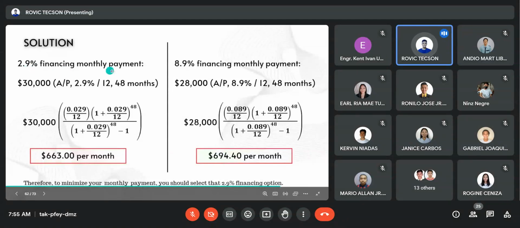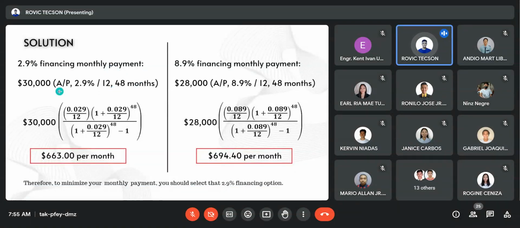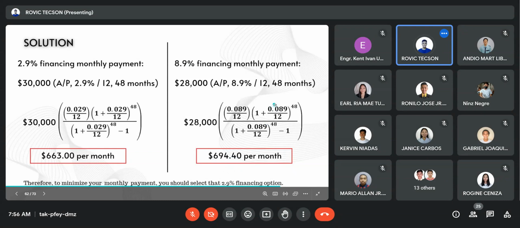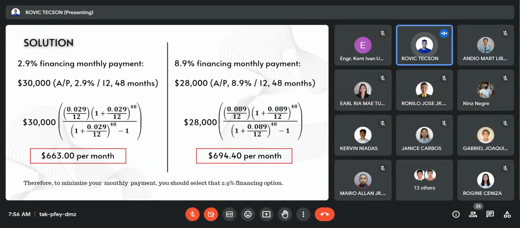For the 2.9% financing monthly payment, if we get the annual worth, we come up with $663 per month, and for the 8.9% financing, the monthly payment comes up to $694.4 per month. So we can see where we save, which is with the 2.9% option. Therefore, to minimize your monthly payment, the 2.9% financing option is much better than the 8.9% APR with the $2,000 rebate.